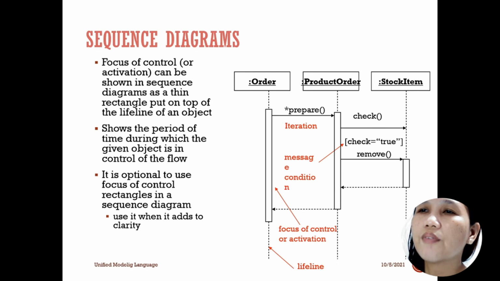A sequence diagram also shows focus of control, or activation. It can be shown in a sequence diagram as a thin rectangle put on top of the lifeline of the object. So we have here this thin rectangle put on the top. We have the order, product order, and then stock item.